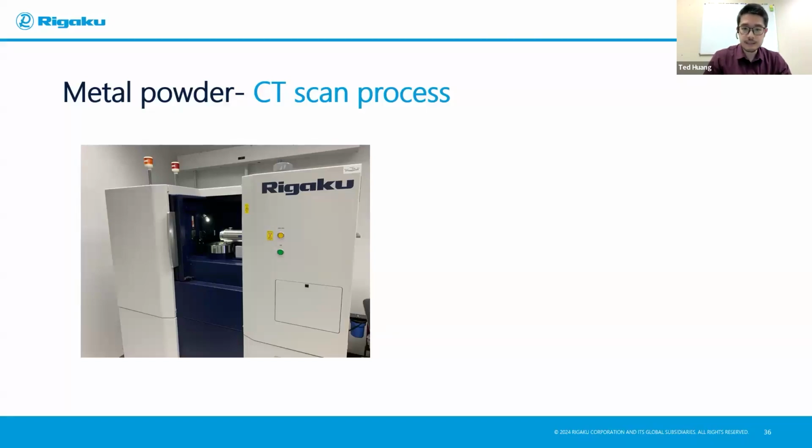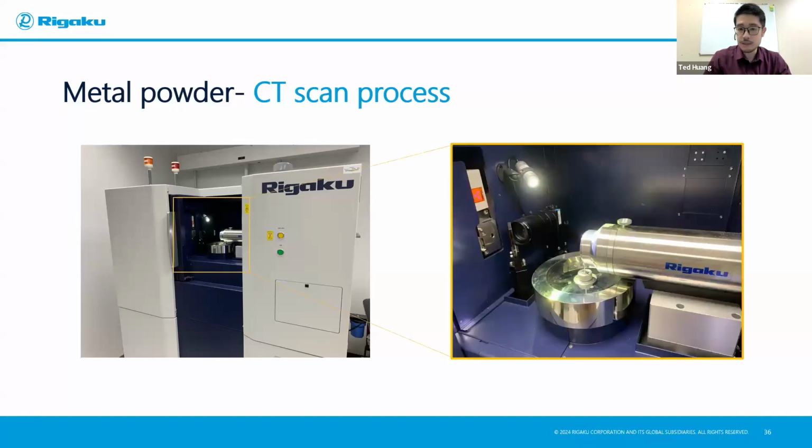Here is a Nano 3DX. It is a parallel beam system like this you can see here. So it has a smaller field of view for you to image your sample, but it has way higher resolution, in this case, the finest voxel resolution down to 325 nanometers.